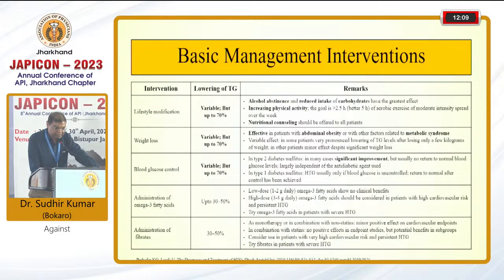So these are the interventions: lifestyle modification, which can reduce TG up to 70%. Weight loss can also reduce TG up to 70%. Blood glucose control also up to 70%. And administration of omega-3 fatty acids, although it is considered a supplement, can reduce up to 50%, and fibrates up to 30 to 50%. So these are the interventions which are most remarkable in lowering TG levels.